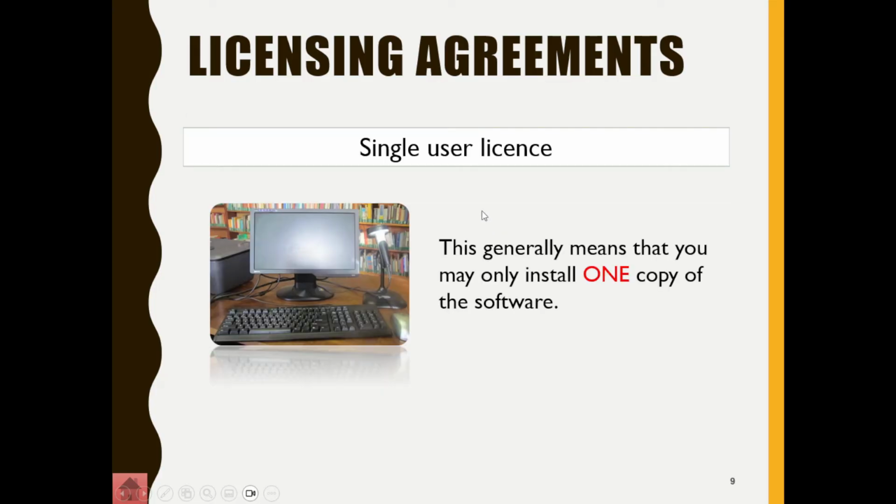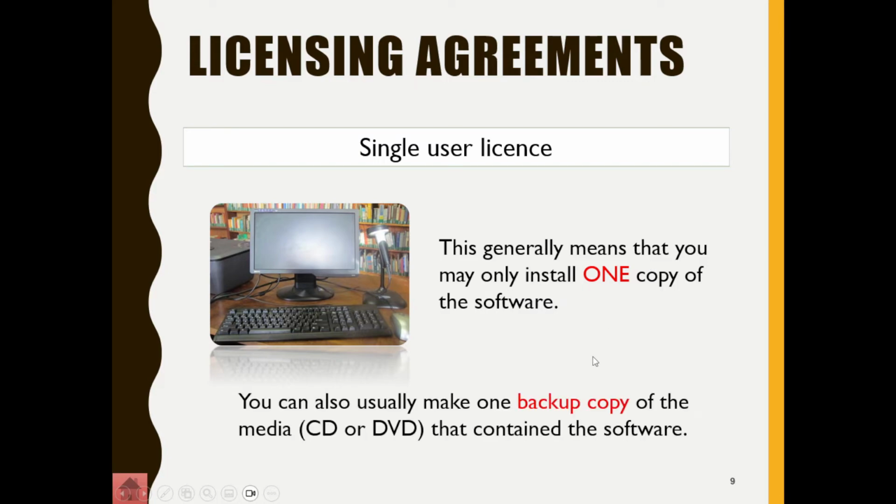Firstly, we have our single user license. And this generally means that you may install, as we saw earlier, one copy of the software. You can also usually make one backup copy of the software to another form of media. That could be optical media like our CDs and DVDs. It could be a flash drive, external hard drive, anything like that. But here they're saying one copy on the machine to run and a backup copy somewhere else. Okay, so that's your single user license.